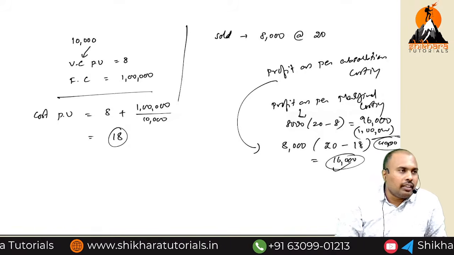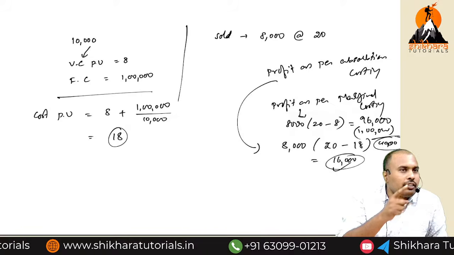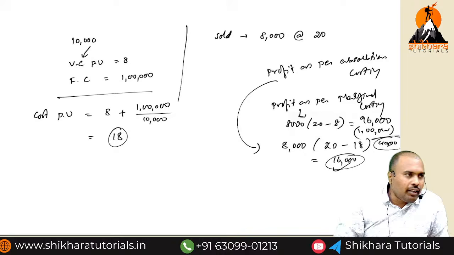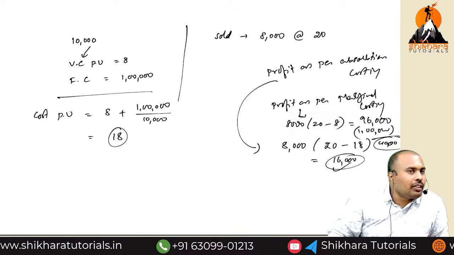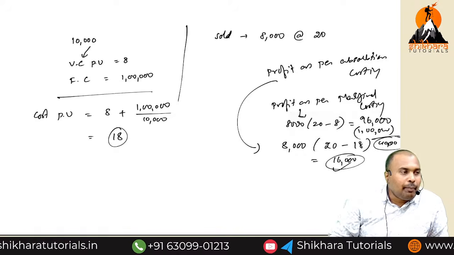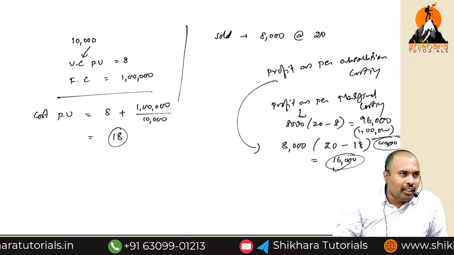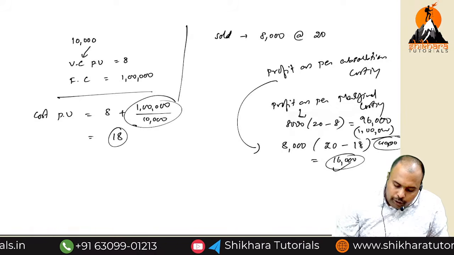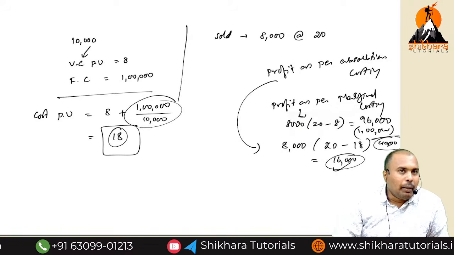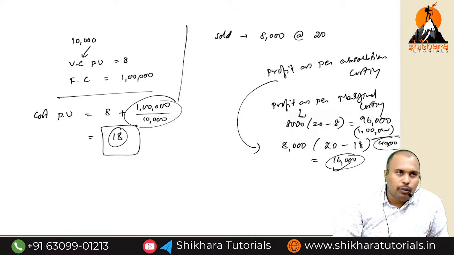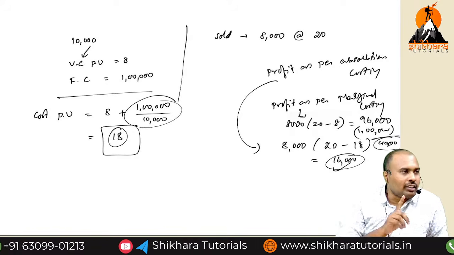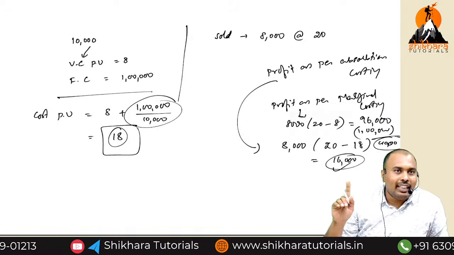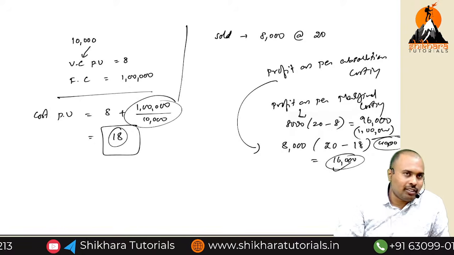In absorption costing, both variable cost and fixed cost are considered as product cost only. It means that while they are calculating cost per unit, they will calculate including fixed cost. But marginal costing never clubs those two. It says that per unit variable cost is 8,000, and total fixed cost is 1 lakh. They never convert fixed cost into per unit cost.